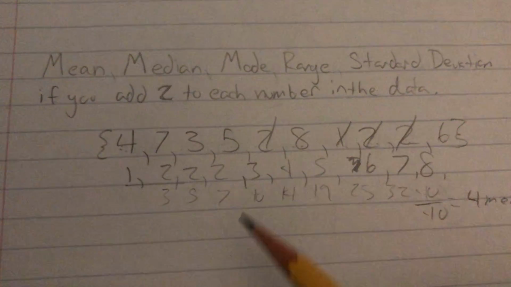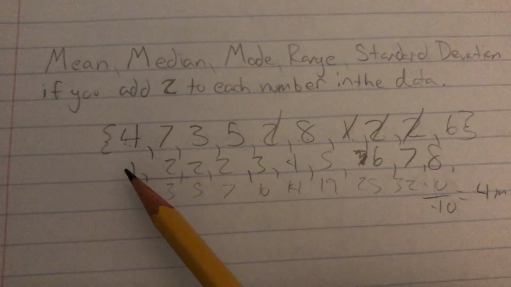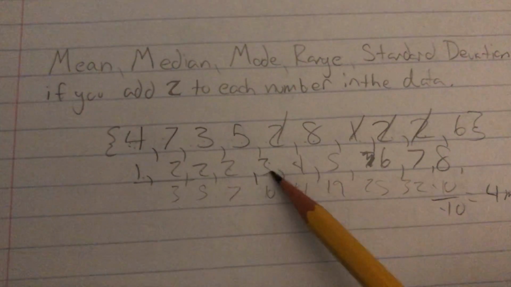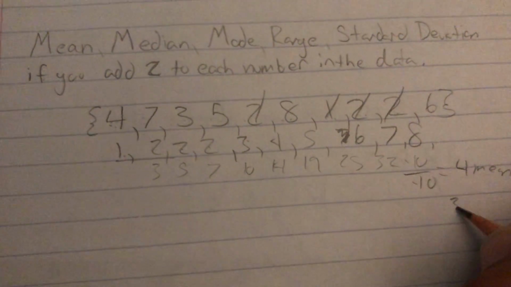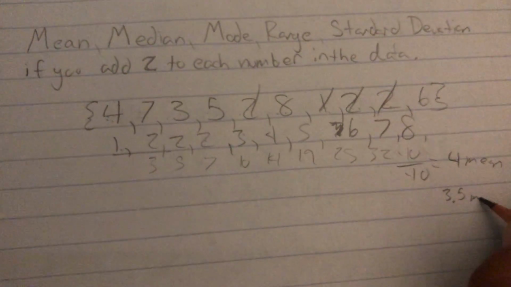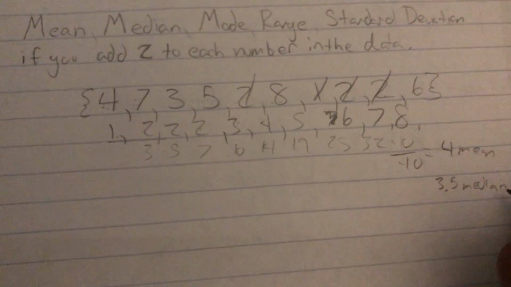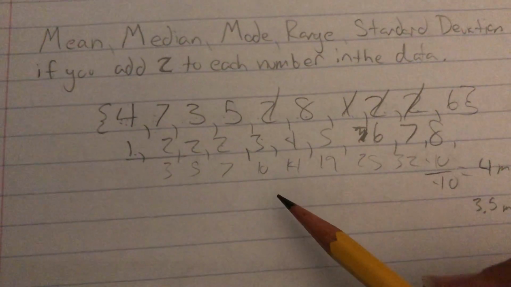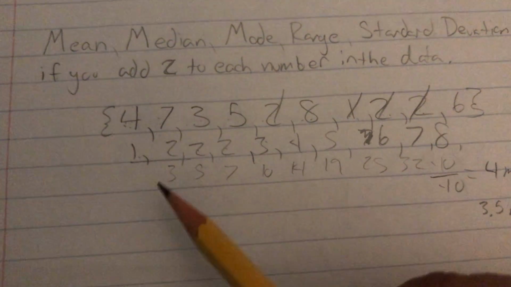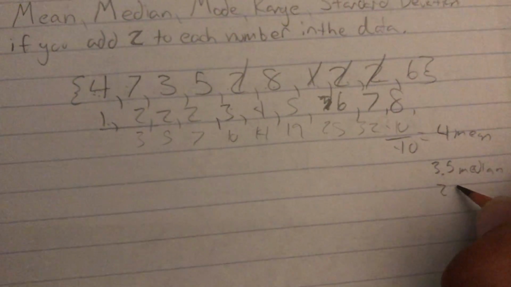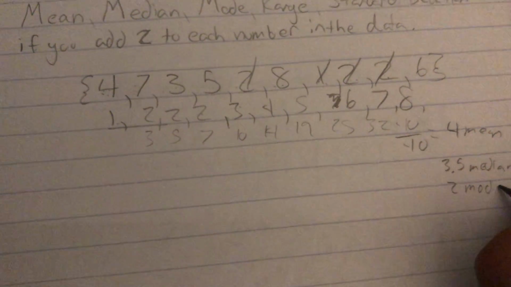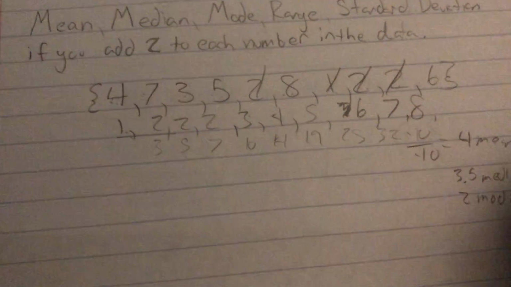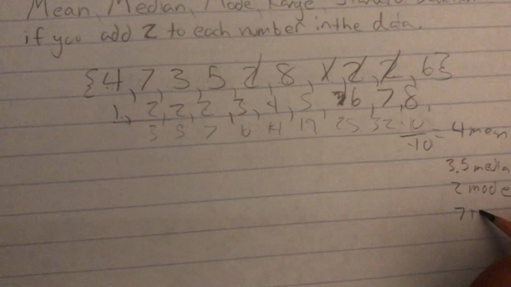Then we find the median, which out of 10 numbers is 1, 2, 3, 4, 5. This is going to be 3.5 is the median. I added them up and divided by 2, 3 and 4. Then I have to find the mode. That's going to be the 2, the number that you see the most. The range is from 1 to 8, so 7 is the range.